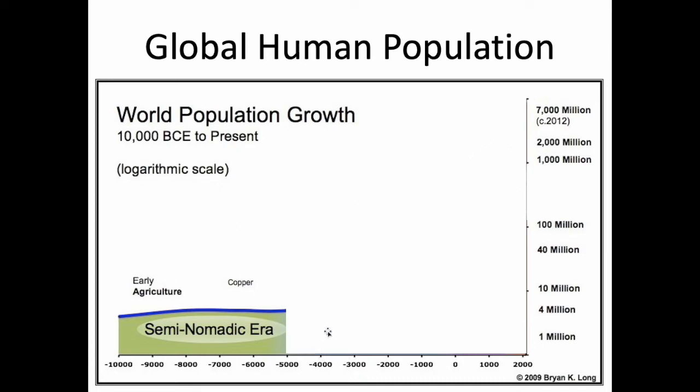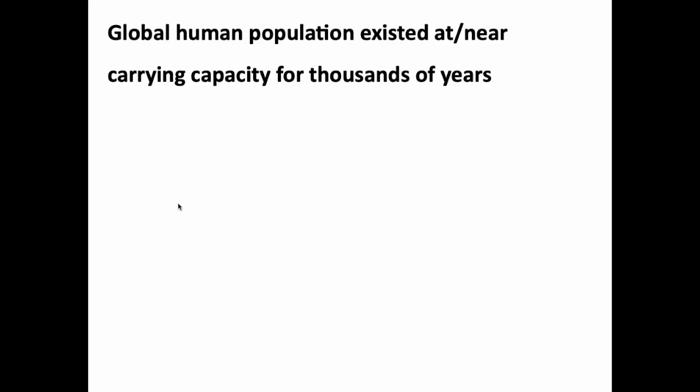Well, I've hidden some of this if you can't tell, because I want to start by looking at the beginnings. This is based on archaeological data, not a lot of very accurate census data from 9,000 years ago, or I guess 11,000 or 12,000 years ago. But based on archaeological data, for thousands of years, it looked like we were at carrying capacity. There's a little bit of up and down, but this looks pretty stable. This looks pretty flat. Just like everything else on the planet, we were there. Global human population existed at or near its carrying capacity for thousands of years.